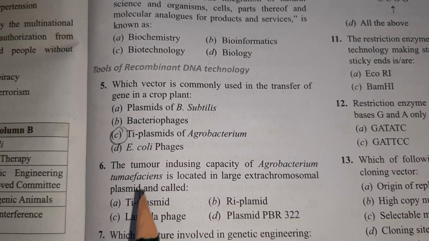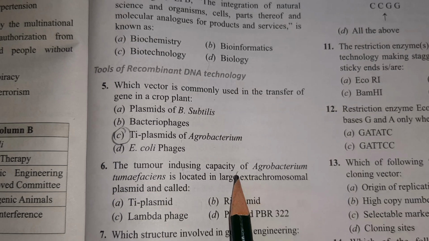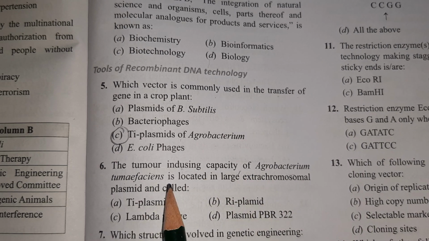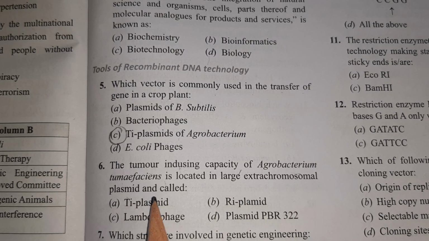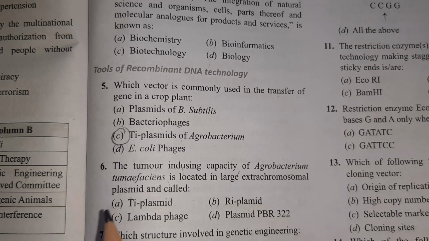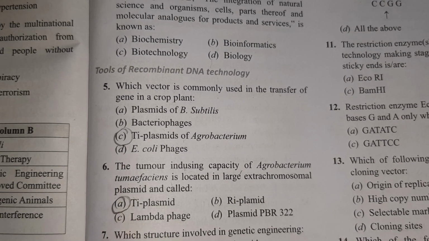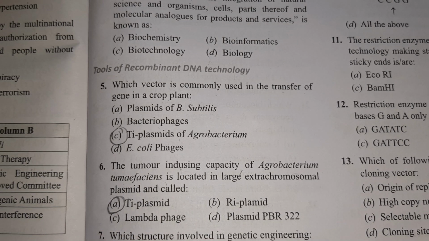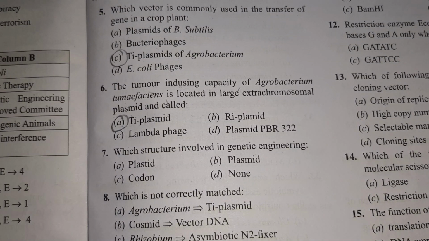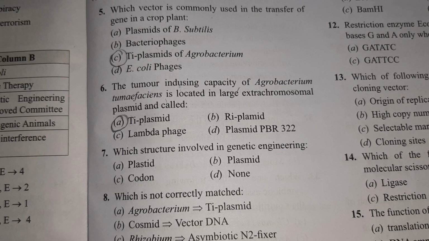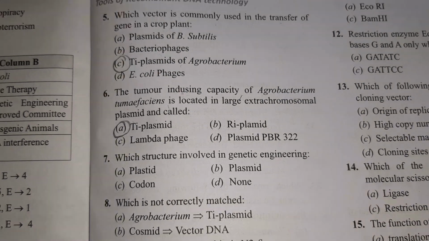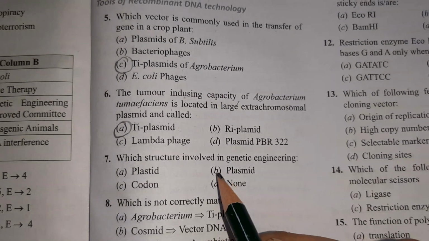The next question is, the tumor inducing capacity of Agrobacterium tumefaciens is located in large extrachromosomal plasmid called the, the answer is Ti plasmid. The next question is, which structure is involved in genetic engineering? Plastid, plasmid, codon, or none? The answer is plasmid.